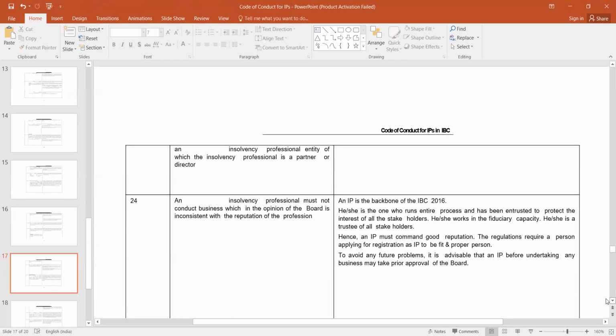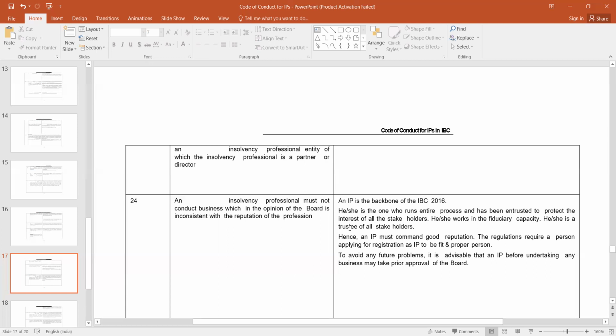नेक्स्ट देखिए. An insolvency professional must not conduct business which in the opinion of the board is inconsistent with the reputation of the profession. ठीक है, आप कोई प्रॉपर्टी डीलर का काम कर रहे हो, या कोई और इस टाइप का काम कर रहे हो which is inconsistent with the reputation of the profession. So an IP is the backbone of the IBC 2016. So he is the one who runs the entire process. He has been entrusted to protect the interests. You are working in fiduciary capacity and you are the trustee of all the stakeholders. So you must command good reputation. Okay? The regulations require a person applying for registration as IP to be fit and proper person.